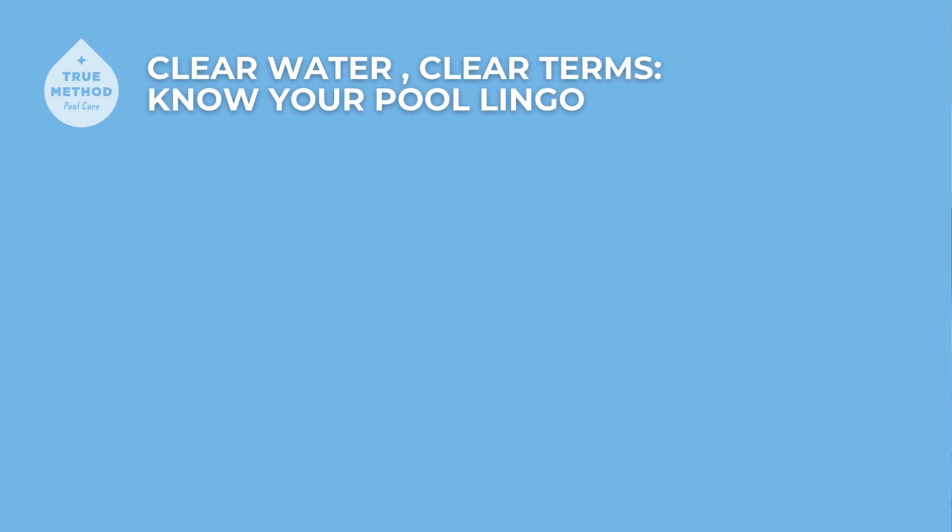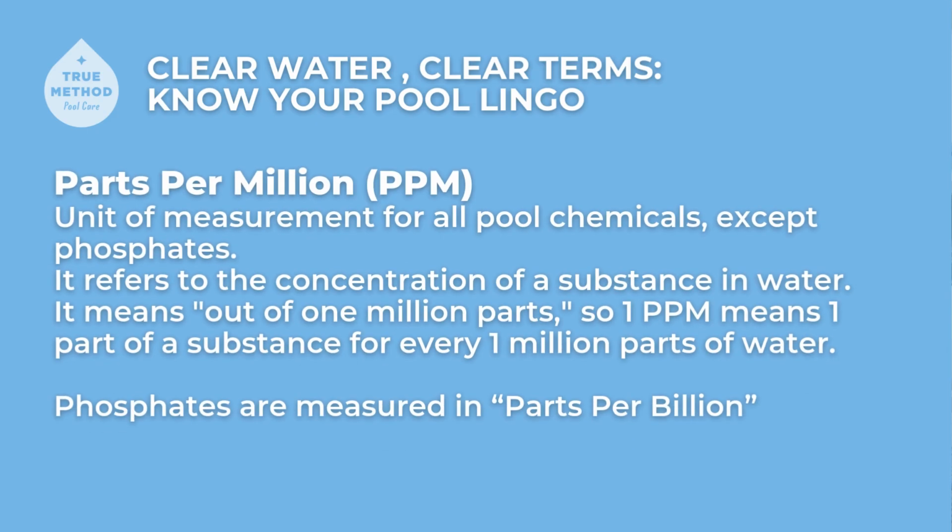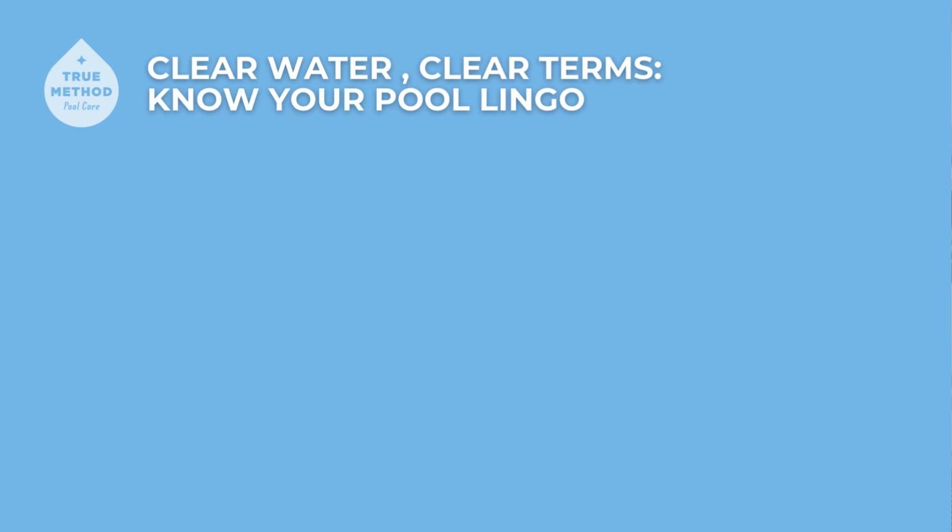So the first term, and these are in no particular order, is parts per million. This is the unit of measure for all pool chemicals with the exception of phosphates, but ppm, know it as parts per million. In the case of phosphates, it is ppb, as in boy, parts per billion.